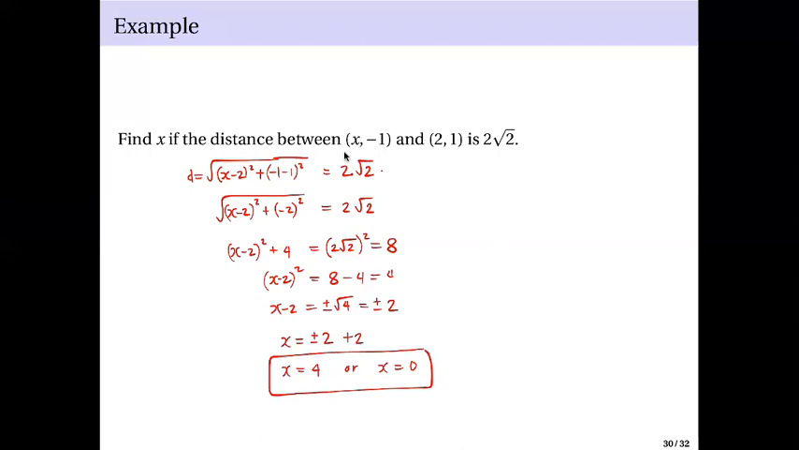So the point 4 comma negative 1, okay, if you get the distance of 4 comma negative 1 from 2 comma 1, you'll get 2 square root of 2. Similarly, if you get the distance from 0 comma negative 1 to 2 comma 1, you'll still get 2 square root of 2. Okay?